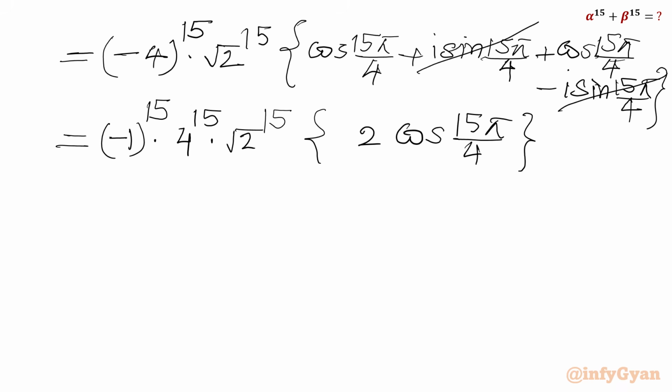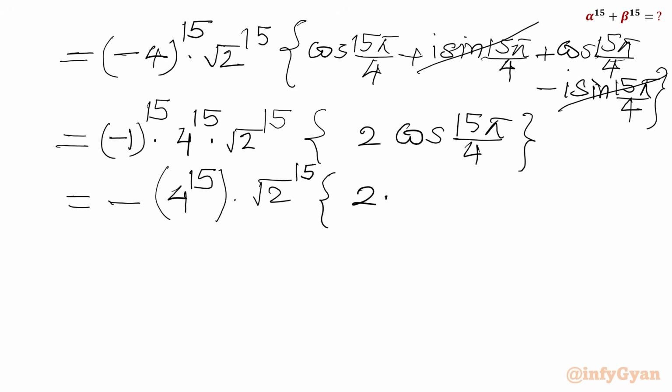Now minus 1 raised to an odd power will give us minus. So I can write minus 4 power 15 times root 2 whole power 15. Here I will write 2 times cos 15 pi over 4. We can write cos of 4 pi minus pi over 4.